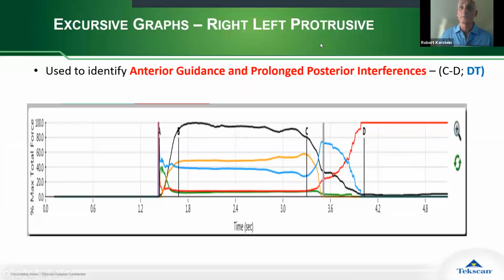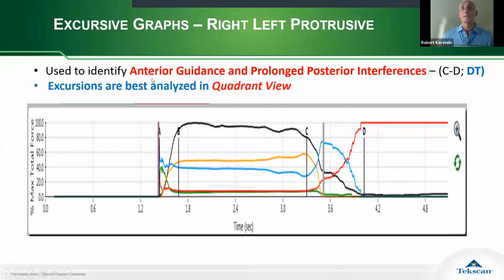Okay, excursive graphs. So excursive graphs have the same biting down part and the same holding together part, although this person is struggling to do that. But then instead of opening, they make an excursion to the left, right, or forward. And this is used to identify the anterior guidance function and prolong posterior interferences in time. The A to B period is still the closing. The C to D period becomes the disclusion time, or the time it takes to reach total posterior disclusion. These graphs are best analyzed in quadrant view, which is why you see 2 more colored lines. So I'll explain all this in detail for you.